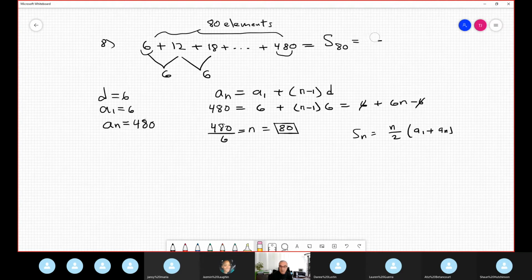In our specific example, let me see, 80 over 2 is 40, times 6 plus 480. Calculator, the answer is 19,440. Boom. Summation, arithmetic sequence.